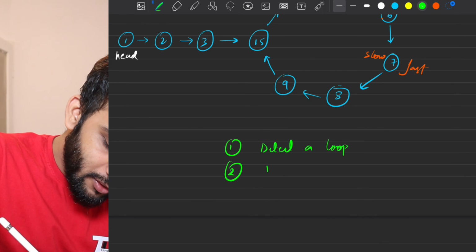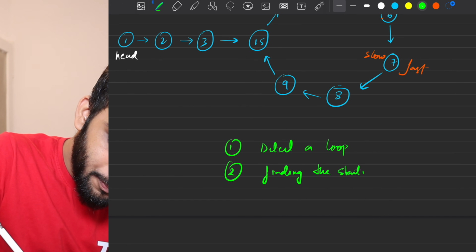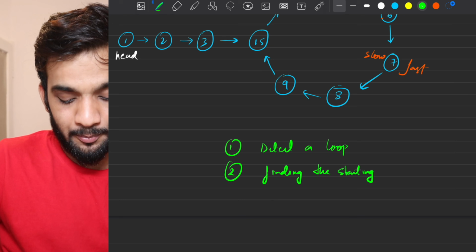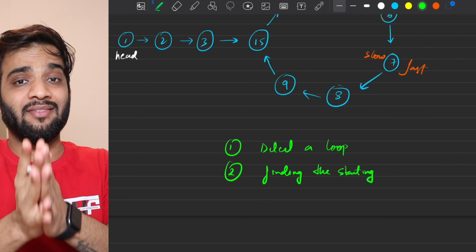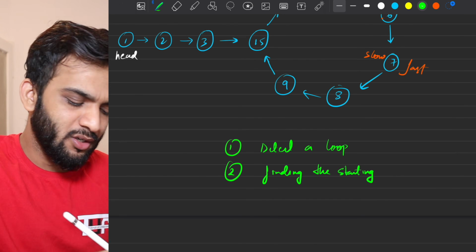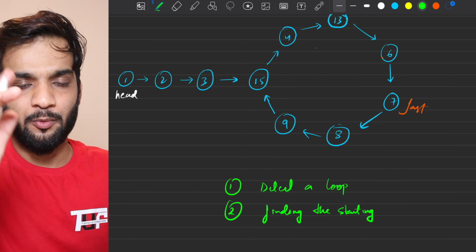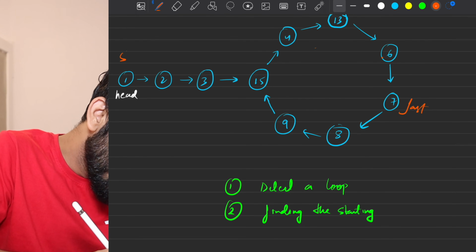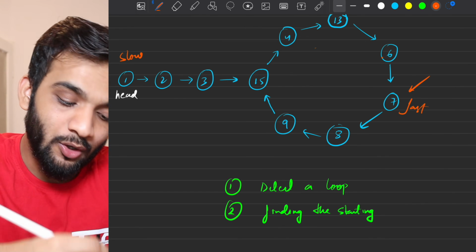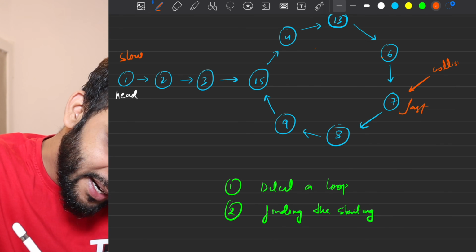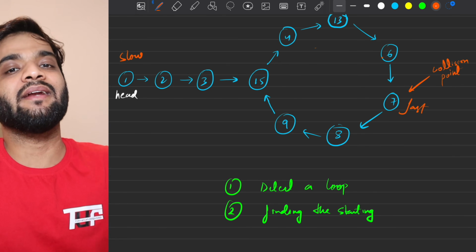Step 2 is finding the starting point, and this will depend on whether there is a loop. In case there is no loop, there is no starting point. I'll first tell you about the algorithm and then about the proof or intuition. In step 2, I'll take one of the slow and fast pointers and place it at the head of the linked list. The fast is standing at the collision point, remember this. And the slow is standing at the head of the linked list.